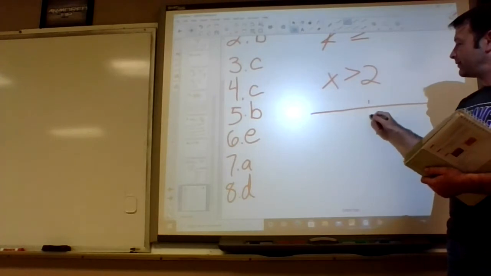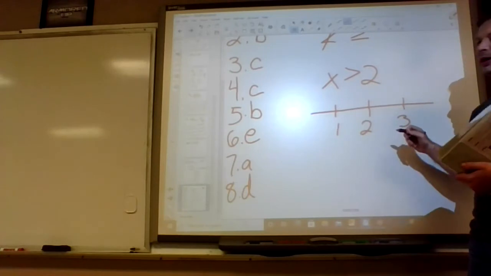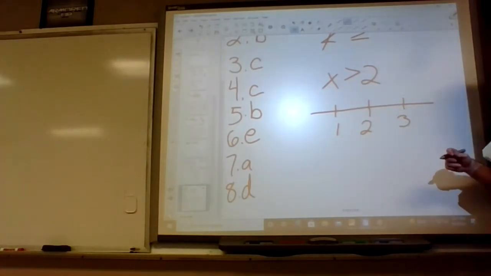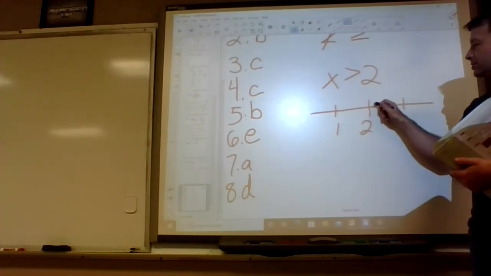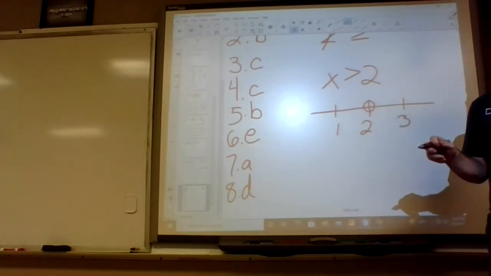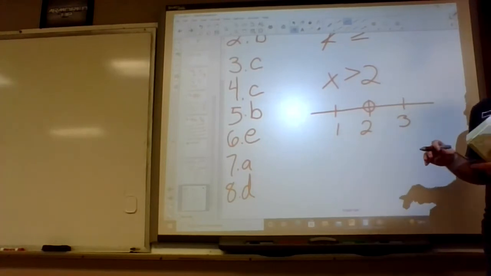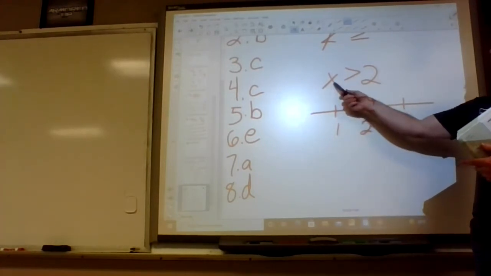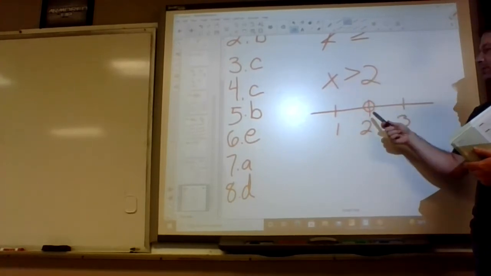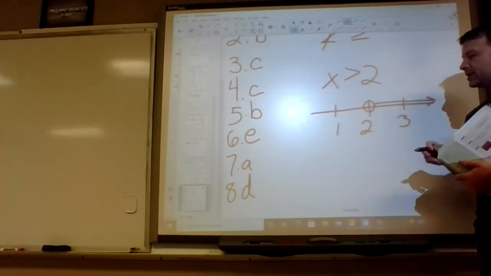So when we graph these today, here's how I want it to look. You don't have to make a very big graph. Just put 2 in the middle. Is the number 2 included in this? No. So to show 2 is not included, you put an open circle at 2. That means we're not counting 2. But I need to show all the numbers bigger than 2. So which direction should I go? Go this way. So that's the graph.